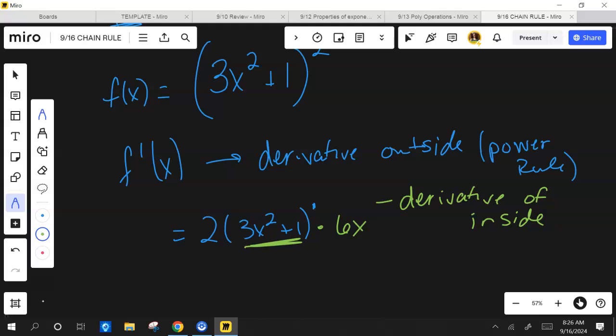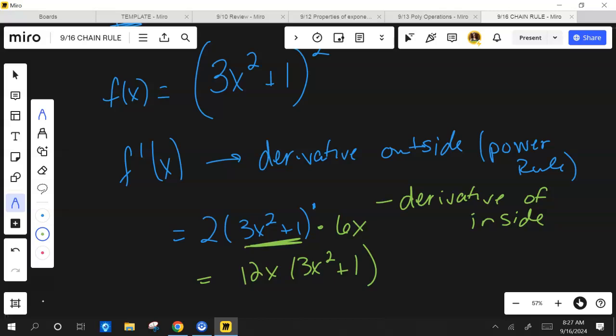So the overall derivative here would be 12x times (3x² + 1). This takes some getting used to, but you will start to get it. The derivative of the inside there, yeah. When you do chain rule, that's what you have to do.